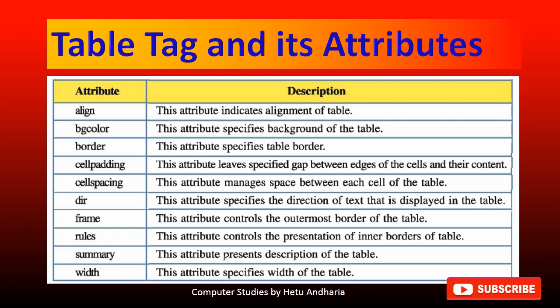First one is align. This attribute indicates the alignment of the table. Next one is BG color, that will be used to add the background color. Border attribute, just now we had seen the use of the border attribute. Then cell padding and cell spacing, that you will understand when we come to that topic in the practicals. Then dir, the attribute that specifies the direction of text to be displayed in the table. In Microsoft Word or Excel, we have seen that we can display the text at a 45-degree angle, 90-degree angle, right? So that could be done.